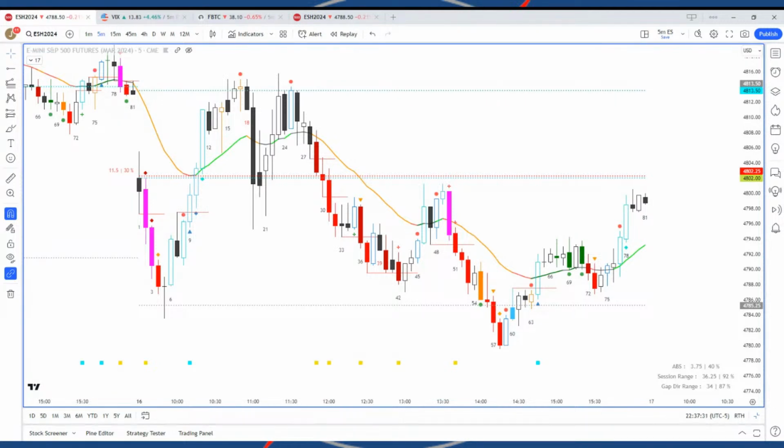Nice. Yeah, the reversal follow through, especially during the open, that is a very high probability system.